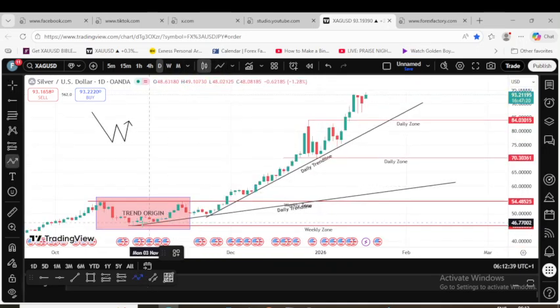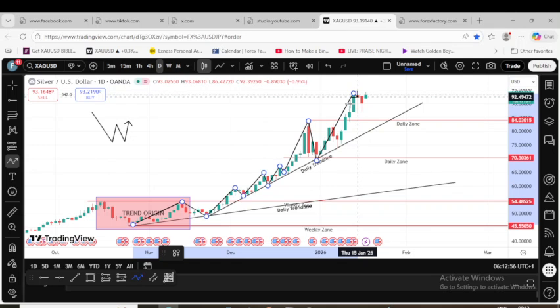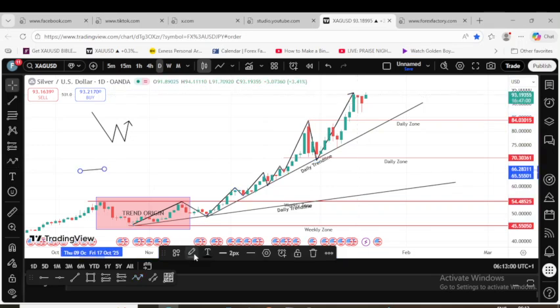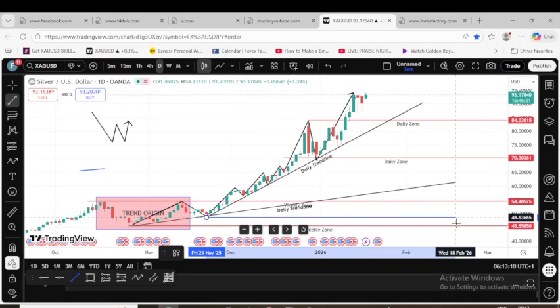Okay, so now I have an impulsive move here, a correctional move here, impulsive move here, correctional here, impulsive here, correctional here, impulsive, correctional, impulsive, correctional. The next thing we'll do is to identify our swing highs and our swing lows. Firstly, we'll start by identifying our swing lows, which we'll also call our higher lows.